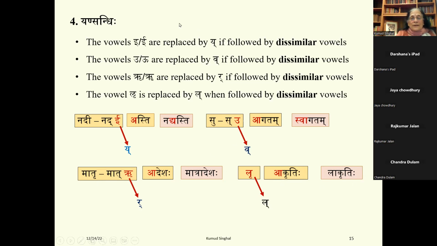So let me go over this sandhi one more time. Yan sandhi says that the vowels i or ī are replaced by y if followed by dissimilar vowels. u or ū replaced by v, ṛ and ṝ replaced by r, and ḷ replaced by l. So they are replaced by ya, va, ra, la, which are your semivowels, right? So i or ī by ya, u or ū by v, ṛ and ṝ by r, and ḷ by l, if followed by dissimilar vowels.